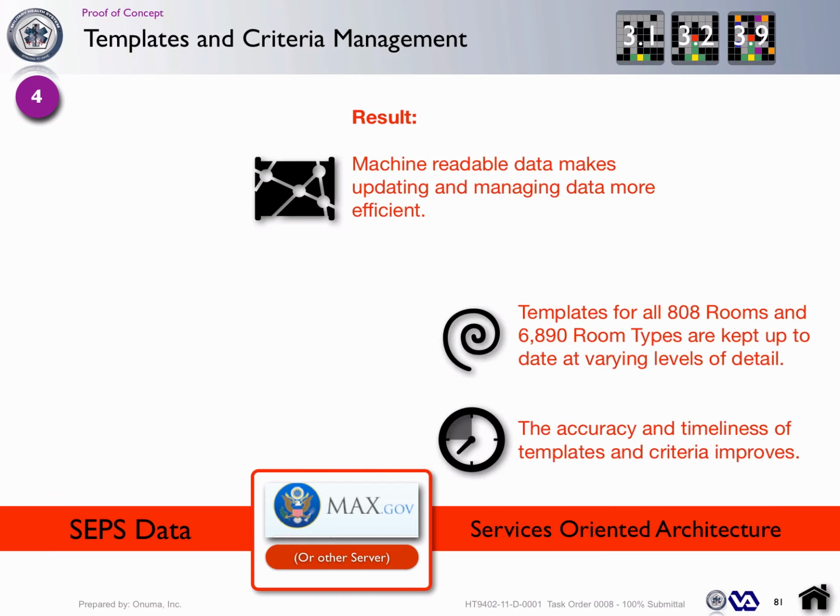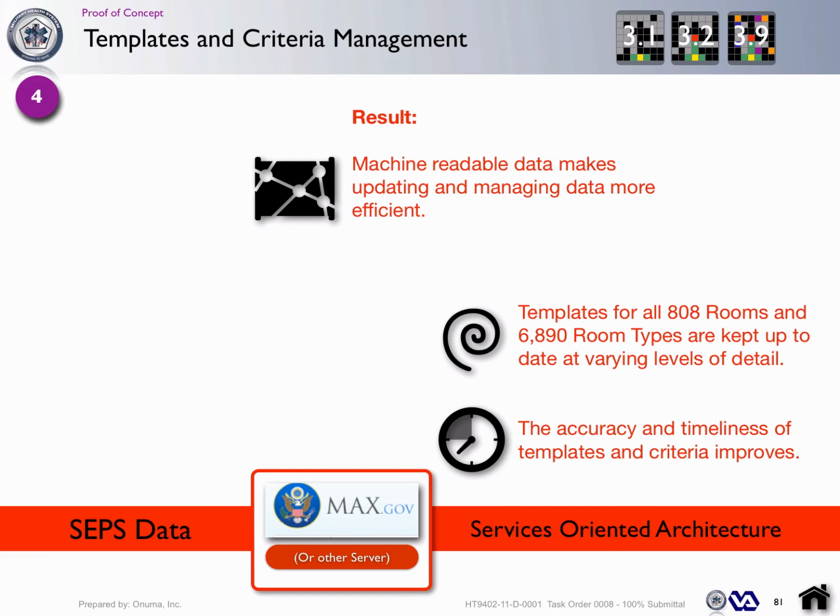So the end result of this is the data in SEPS becomes machine readable. Updating and managing data becomes more efficient. With this many templates and this many equipment, 808 rooms, this many room types are kept up to date at varying levels of detail. It doesn't all have to be at the high level of detail, but over time, that's the direction it will head to. So as more templates are populated with more detailed objects, then the templates become more accurate over time.